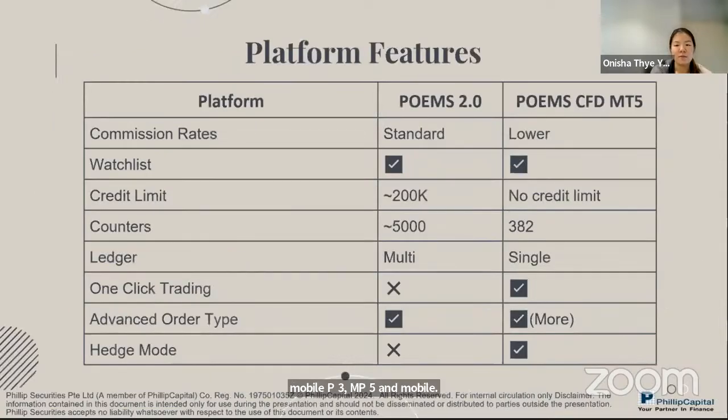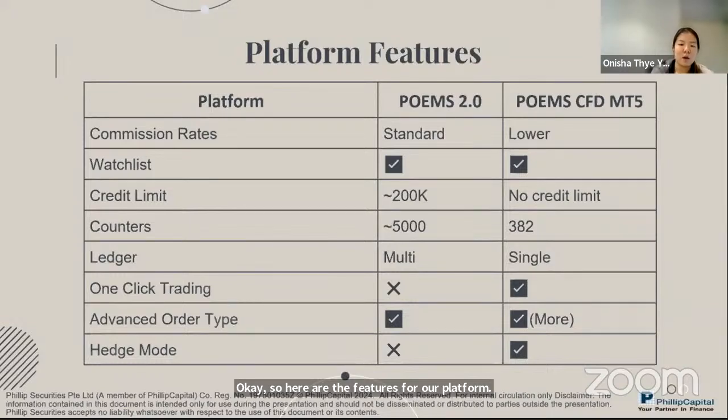Okay, now, here are a few platform features. At Phillip Securities, we offer equities, commodities, FX, and indices trading in the form of CFD contracts, which is available on our POEMS 2, Mobile 3, and POEMS CFD MT5. Here are the features for our platforms, POEMS 2 and POEMS CFD MT5.